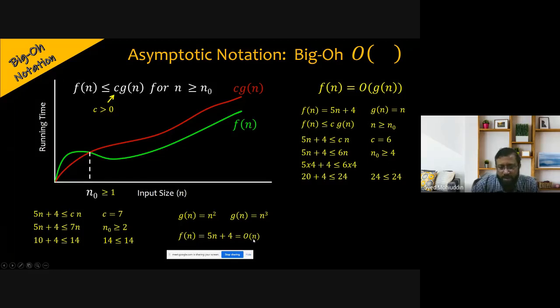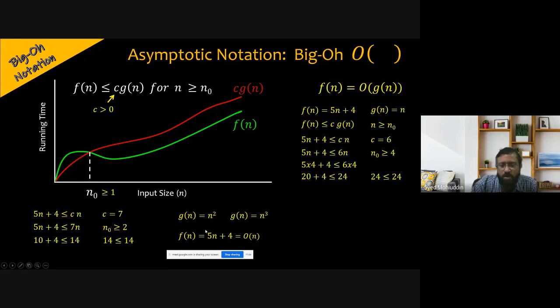of n. Suppose we have the function f of n as 5n square plus 4n plus 5. Then we say that it is equal to big O of n square.